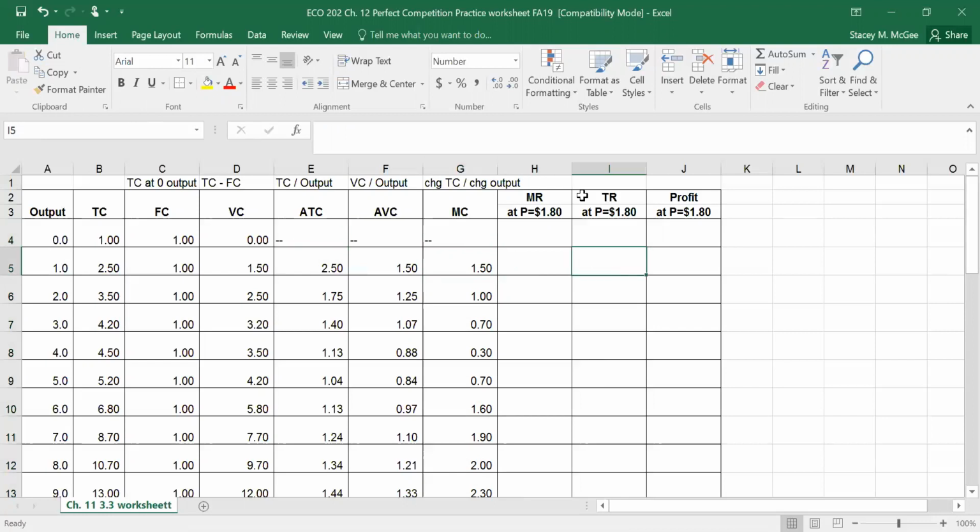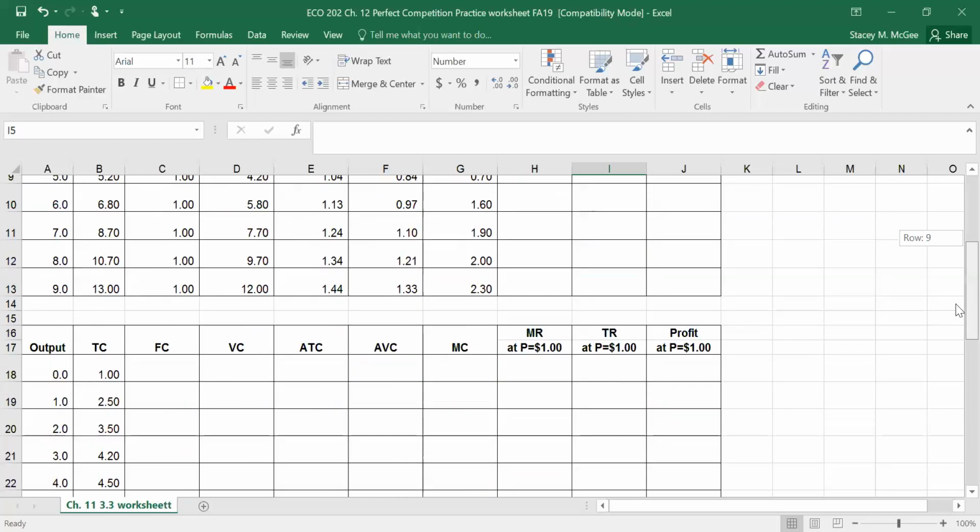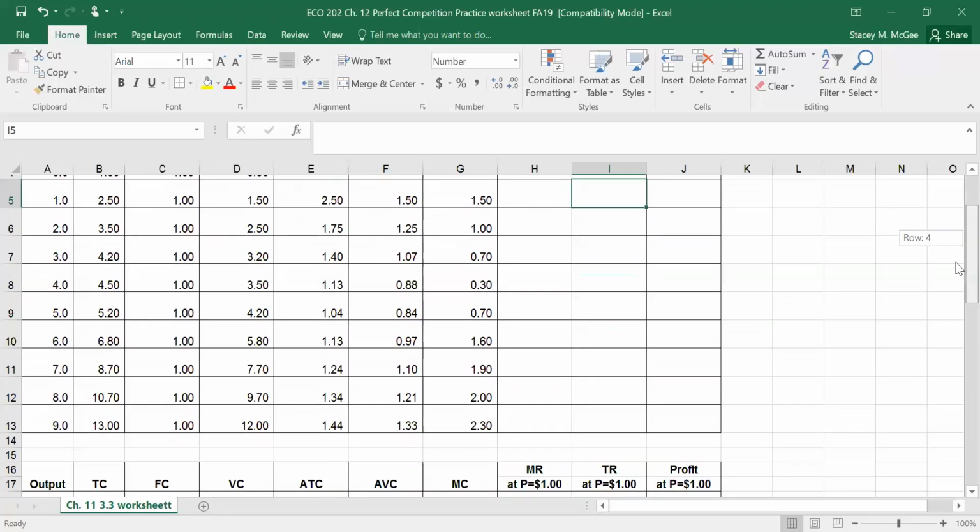The next thing is marginal revenue, total revenue, and profit. Because this is perfect competition, the marginal revenue is just the price. In this case, I have one for each. They give you 3 different prices in that worksheet. What happens if it's $1.80? What happens if it's $1? What happens if it's 25 cents?